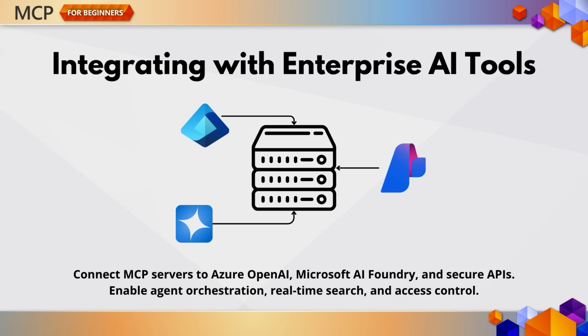Enterprise integration is another major theme. You'll learn how to connect your MCP server with enterprise tools like Azure OpenAI and Microsoft AI Foundry. These integrations unlock features like tool orchestration, real-time web search, external API connections, and robust identity and access management. If you're building agents that operate in enterprise ecosystems, these lessons will help you future-proof your approach.